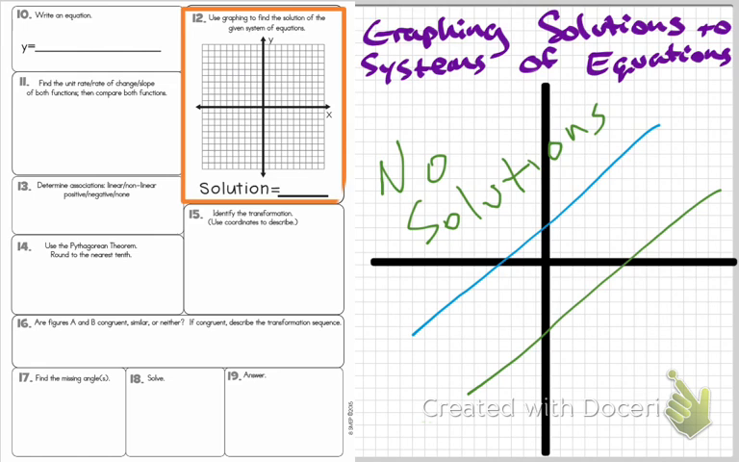Hopefully that gives you an understanding of how to work with graphing the solutions to our systems of equations.